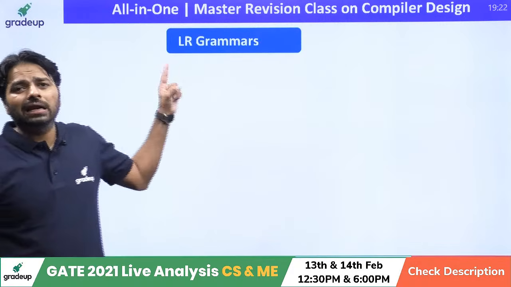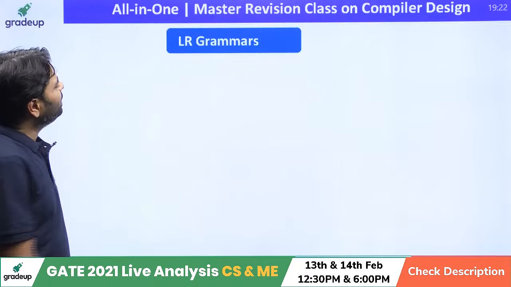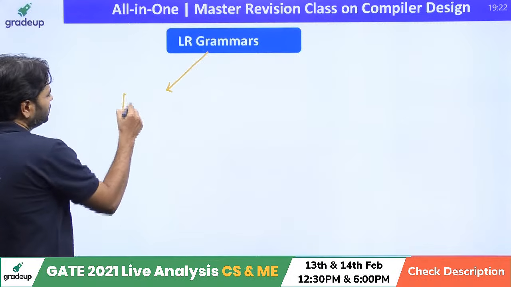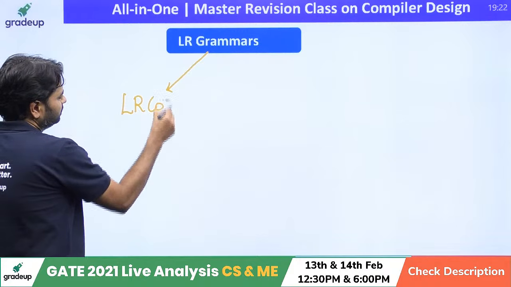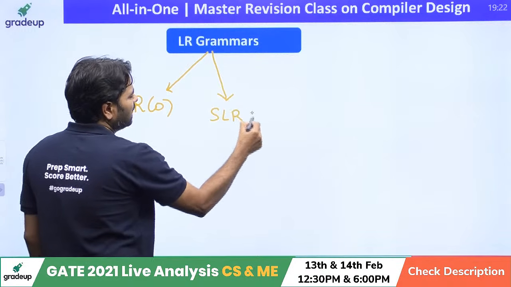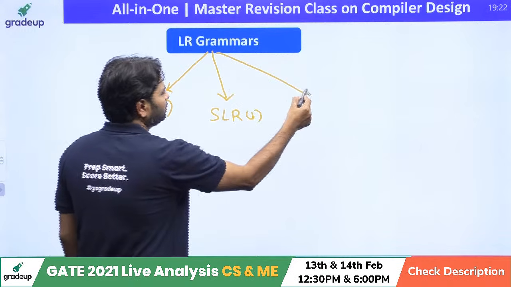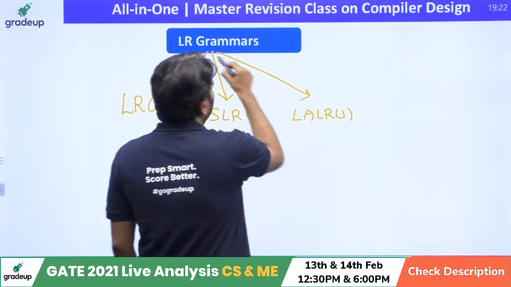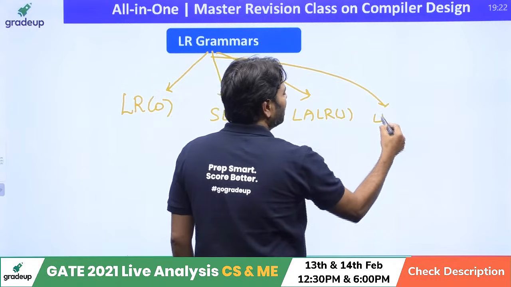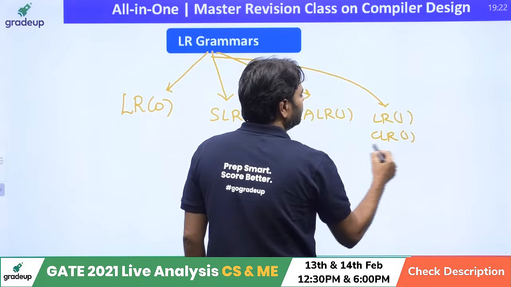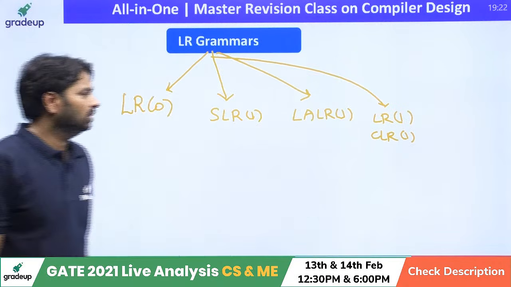Okay, now LR grammars. How many types of grammars are there in LR? LR0, SLR1 grammar, LALR1 grammar. The other one is LR1, also called CLR1 grammar.